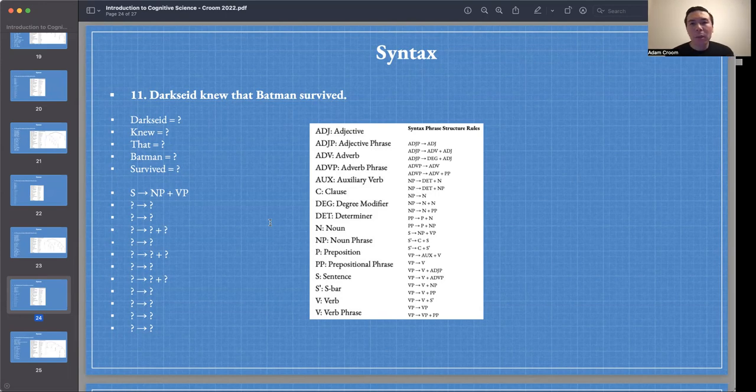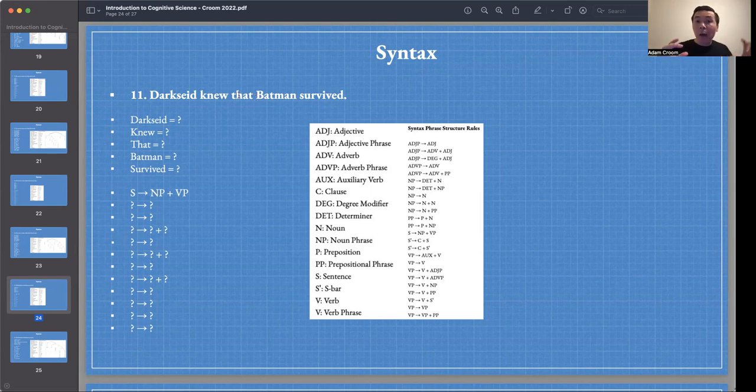The purpose of the next 2 examples is to appreciate productivity and recursive applications underneath the VP this time. So this sentence is Darkseid knew that Batman survived. For the sake of time, we could have started with a simpler sentence and then built to this one, but we already did such a basic example. I didn't want to waste time going through another basic example like Batman survived, because we already did Catwoman escaped, right? But real quick to point out here that Batman survived is already an S, right?